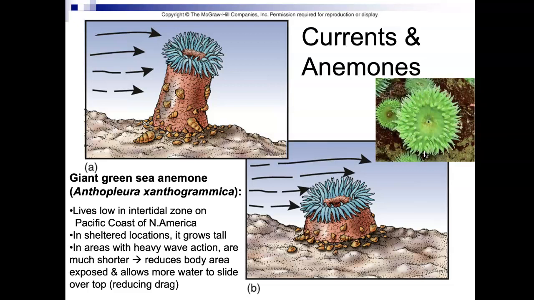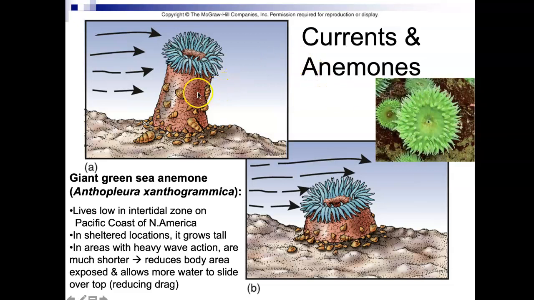If they're growing in sheltered locations, you'll see they're going to be much taller. But if they're in areas with heavy wave action and they're not very sheltered, they're going to typically be much shorter. And that's because this is going to reduce the body area that's exposed to that wave action. And it's going to allow more water to slide over the top, helping to reduce drag. So that's a very common way.